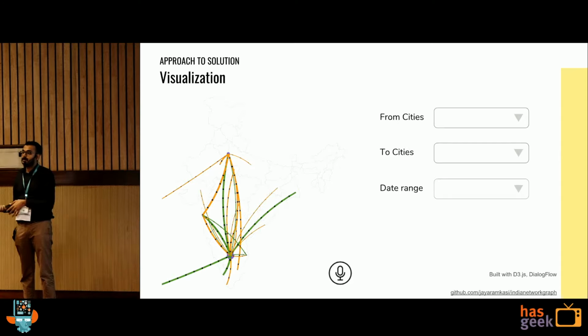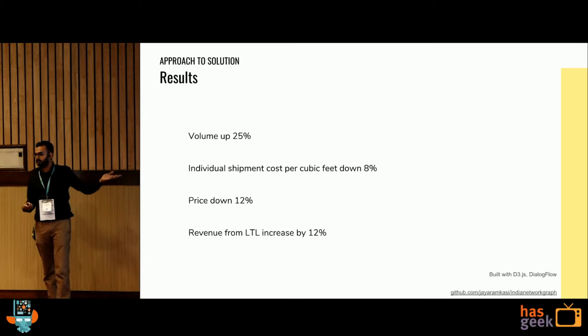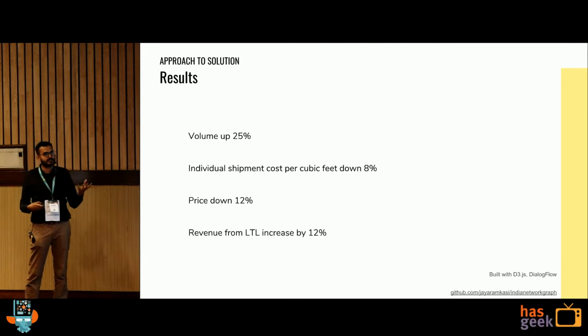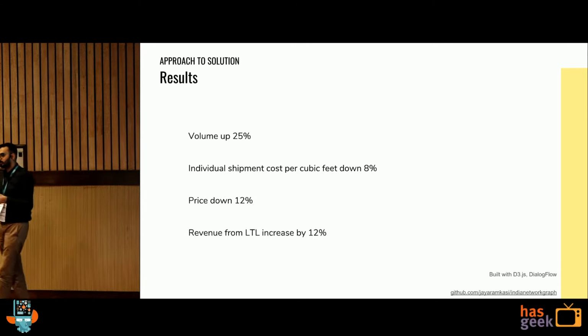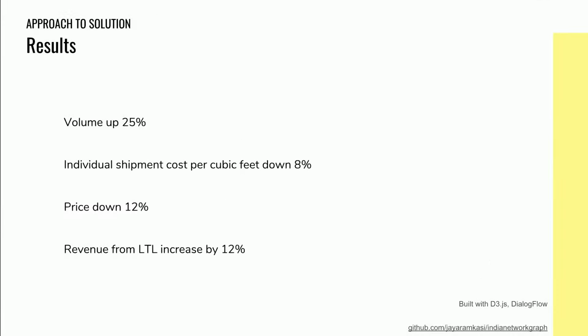How do we go about building these things? This was built with D3 and Dialogflow, and the code is available in a GitHub repository. You can go and check that. Once we did this, we saw that the volume was significantly going up. The cost per shipment had come down, but we were able to cut price even more than that, and still got a revenue uptick.